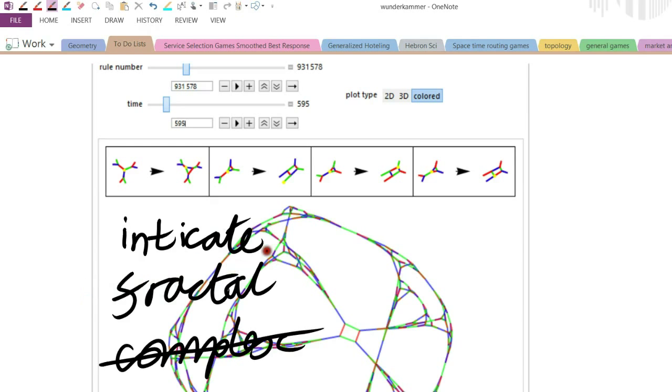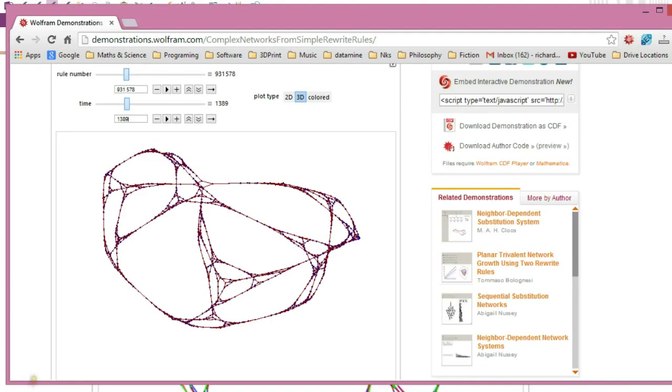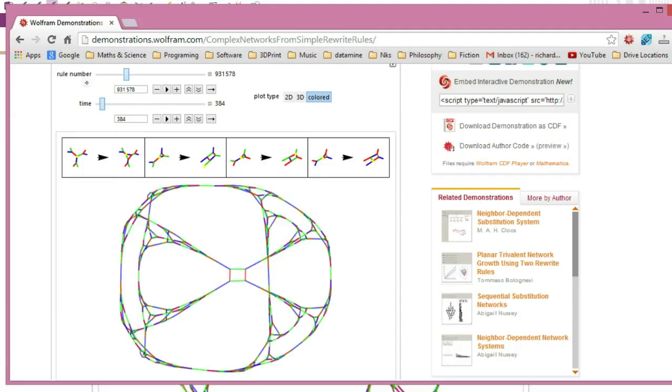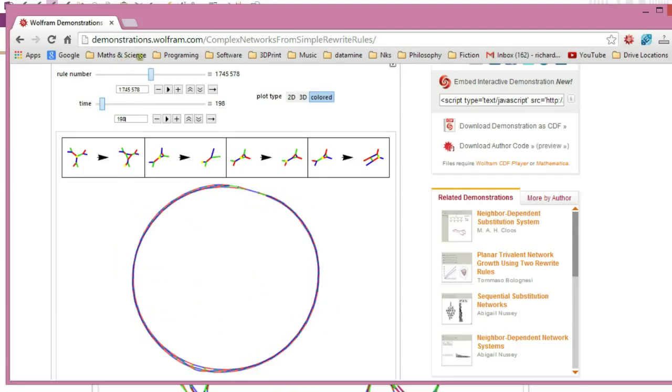I bet someone could probably work out how this system works if they studied it for long enough. And it also seems to have a lot of parallel links, but I think that's just a symptom of the way that Mathematica plotted it. Okay, so we'll wind the time back down and look at something else.